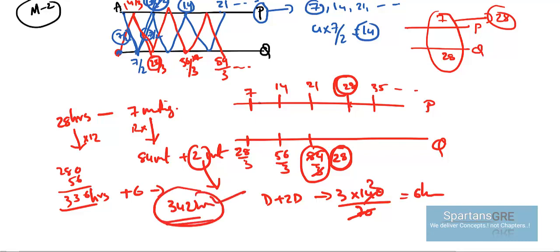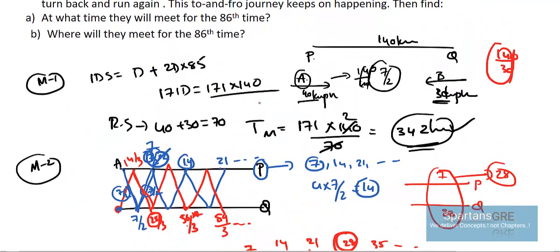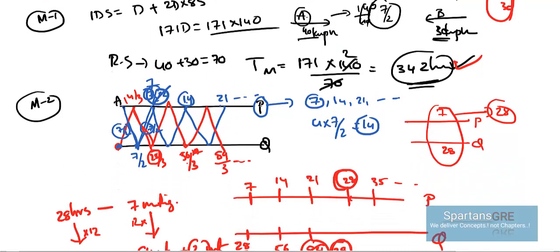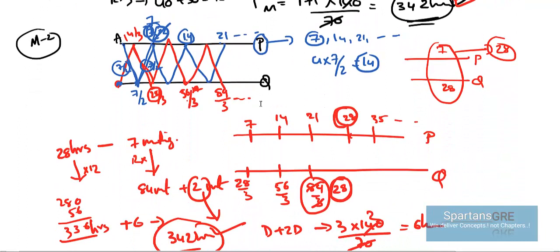This is what you got in your earlier method 1 also, right? So any method you can follow. The thing is, you just have to know that the cycle is 28 hours. For every 28 hours, there will be 7 meetings. They asked for the 86th meeting. That means we will calculate in terms of cycles. 86 can be written as 84 meetings plus 2 meetings. 84 meetings means it is a multiple of 7. That means 12 complete round trips, right?